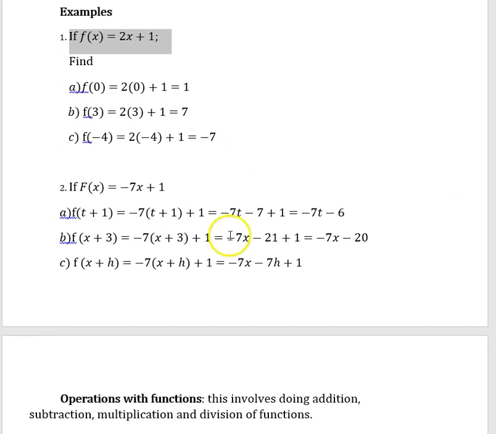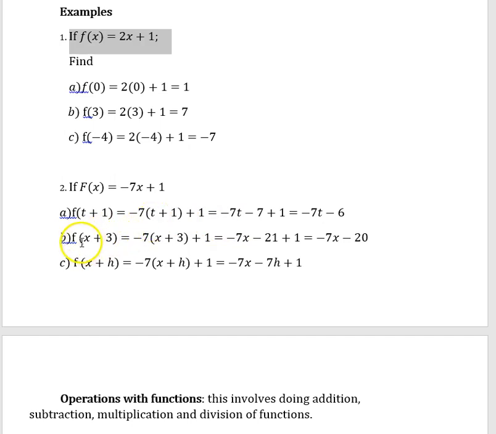Let's look at example 2. In example 2, f of x is given as minus 7x plus 1. If I'm to find f of t plus 1, t plus 1 becomes my input now. So I substitute it for x there. So it becomes minus 7, open brackets, t plus 1. If I open the bracket there, I'm going to have minus 7t minus 7 plus 1. And that gives me minus 7t minus 6 by collecting like terms.